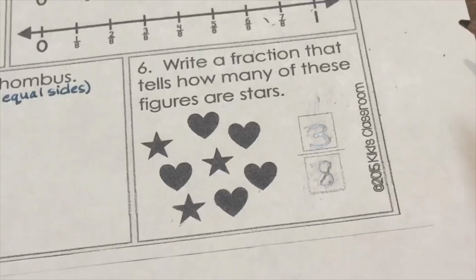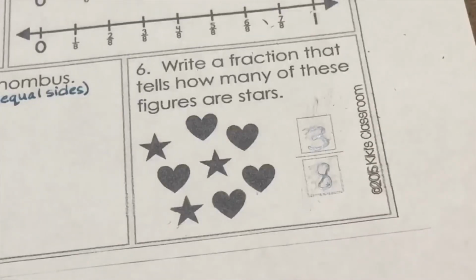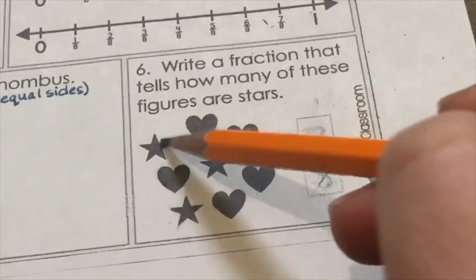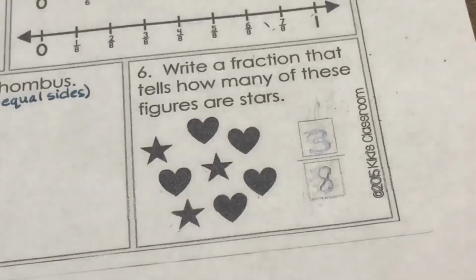So if I want to check to see what fraction are hearts, 1, 2, 3, 4, 5, 5/8 would be hearts. And all together, 1, 2, 3, 4, 5, 6, 7, 8, 8/8 are shapes. And that, my friends, is number 6.